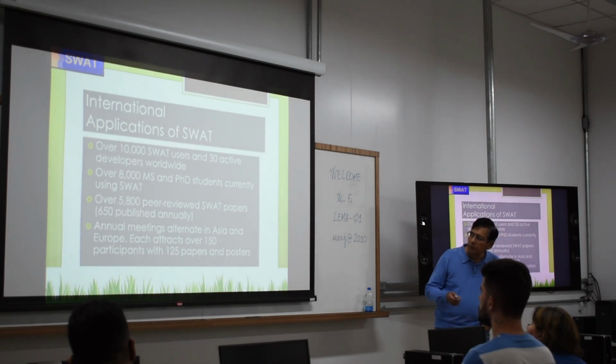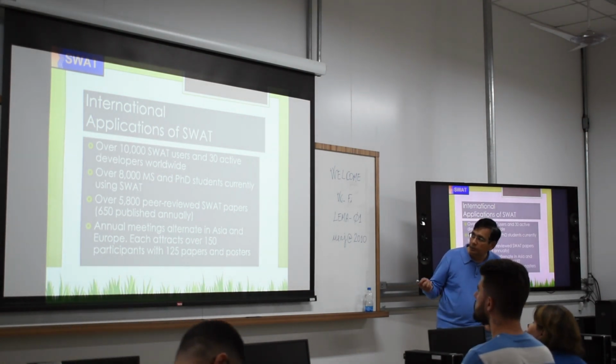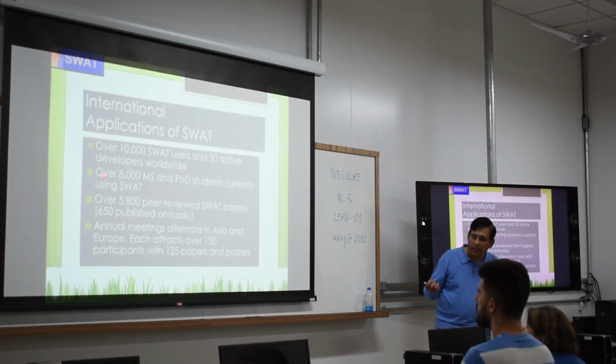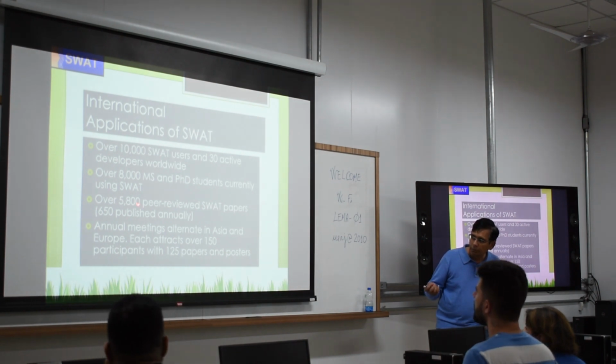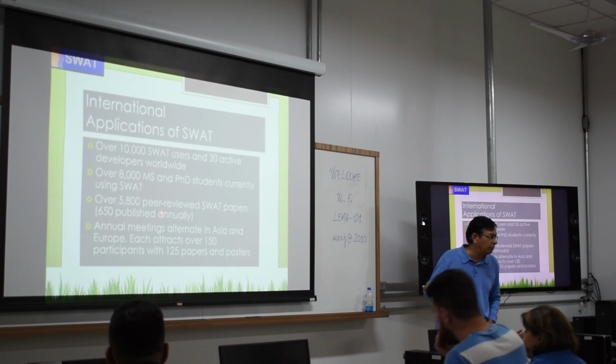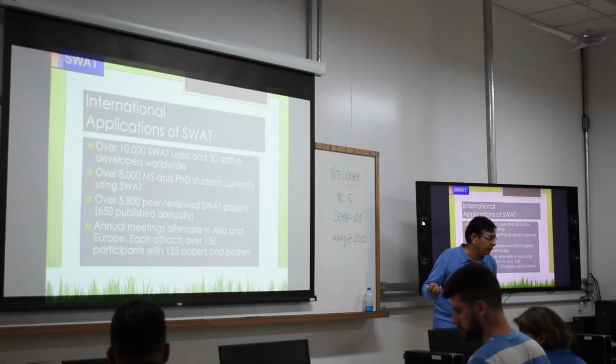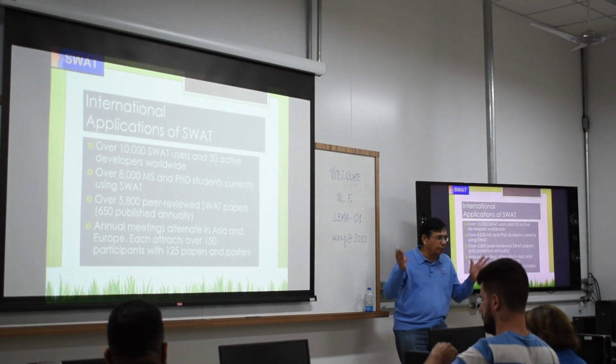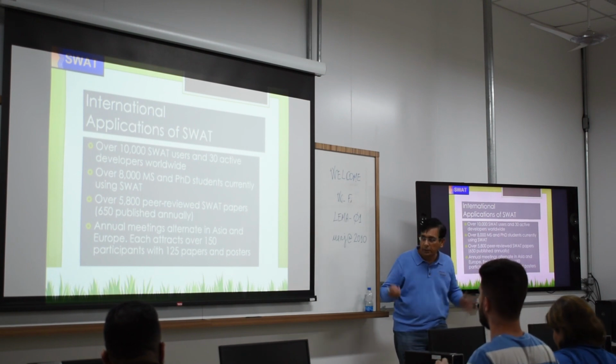So just to conclude, we have more than about 10,000 SWAT users worldwide with 30 active developers. And we have about 8,000 masters and PhD students and more than 6,000 peer-reviewed publications. Every year we are publishing 650 peer-reviewed papers per year. I'm talking about the world community, not me and my group, the world community.